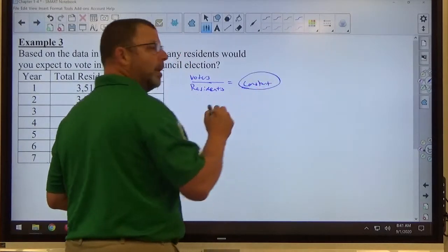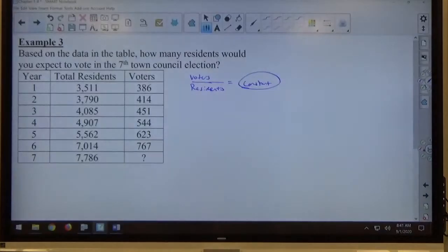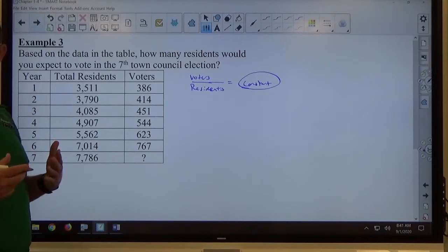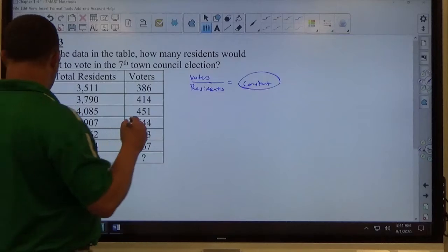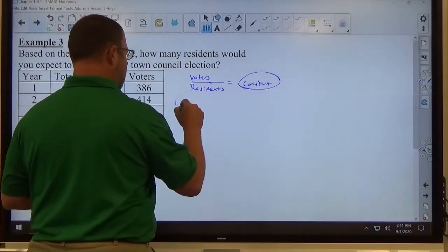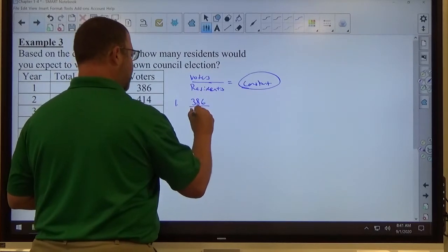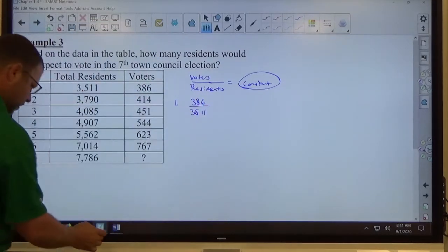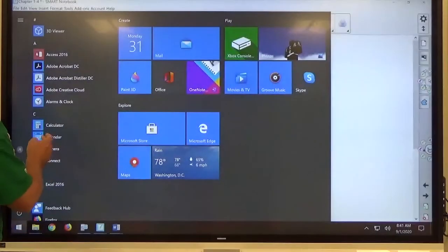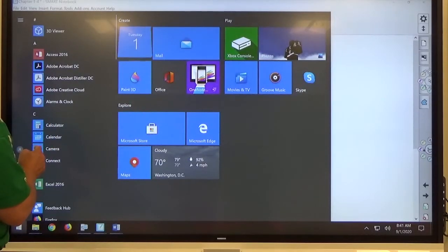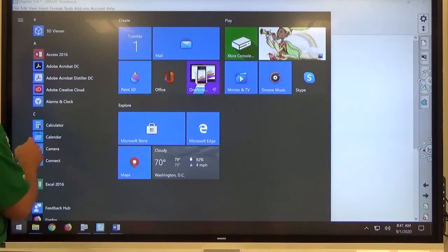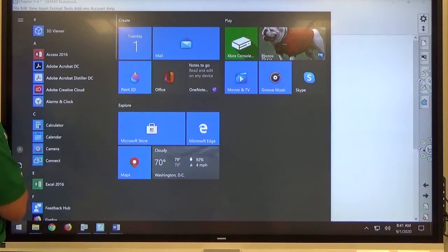And when I say constant, I mean constant loosely. It might not be exactly the same number, but they're kind of close to the same number every time. So if we try that out, this would probably require use of a calculator. It's not going to be simple math. So if I look at year one, if I do voters per residents, I've got 386 over 3511. So I grab my calculator, and wait patiently for it to open.